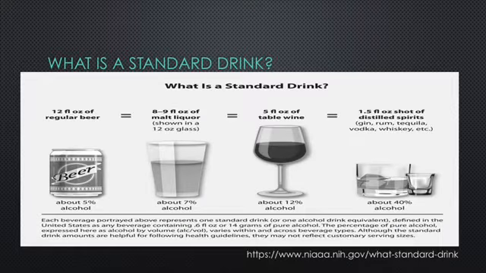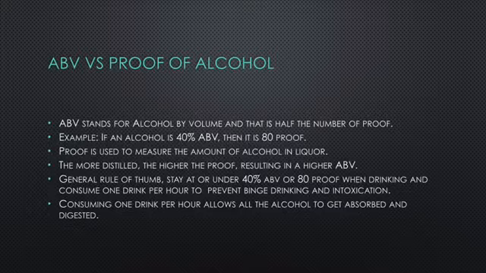So again, if we go back to the example of the beer, 12 fluid ounces of regular beer has about 5% alcohol in it. So 5% of that beer is alcohol. And going into one of the safe drinking tips, a general rule of thumb is to stay at or under 40% ABV, or 80 proof, when consuming alcohol. Consume 1 drink per hour to prevent binge drinking and intoxication. And this could go with any of the measurements we saw before. 1 per hour usually helps you stay on the safe side.